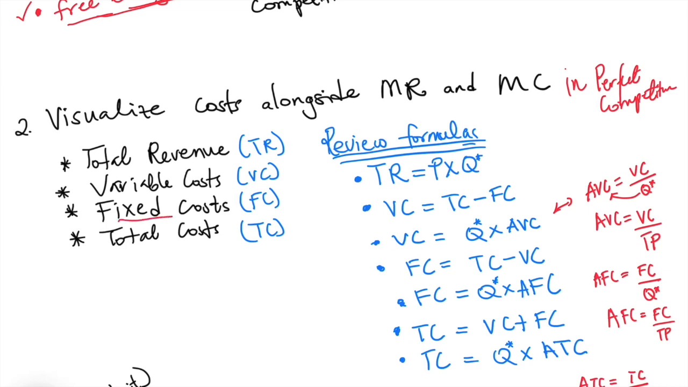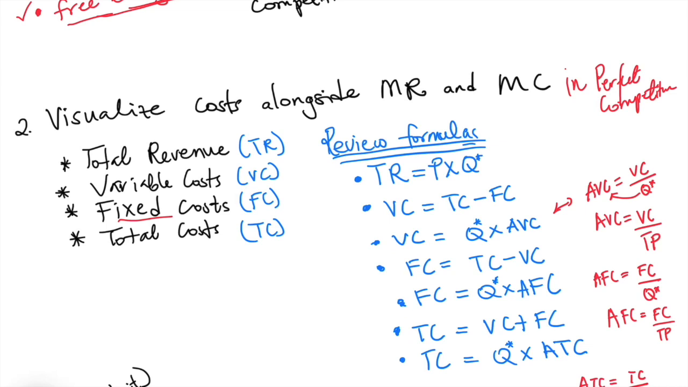In the short run, we have fixed costs, and so that's why fixed cost is in here. But let's review some of the formulas. Total revenue is calculated as P times Q star, and you'll see soon why I have Q star here. Variable cost is calculated as total cost minus fixed costs. Variable cost can also be calculated as Q star times AVC, average variable cost.